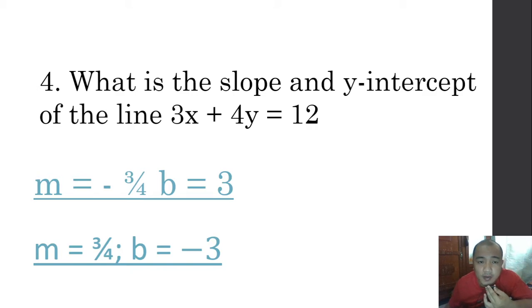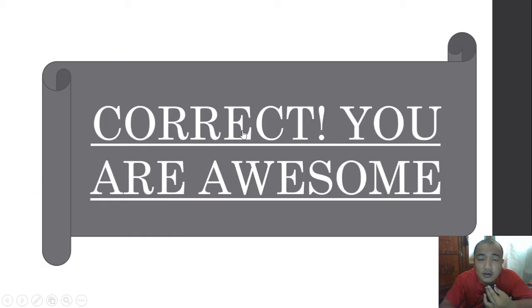What is the slope and y-intercept of the line 3x plus 4y equals 12? Can you answer this in 5 seconds? What's your answer? Is it negative 3/4 and 3, or 3/4 and negative 3? Let's try this. Correct, you are awesome.